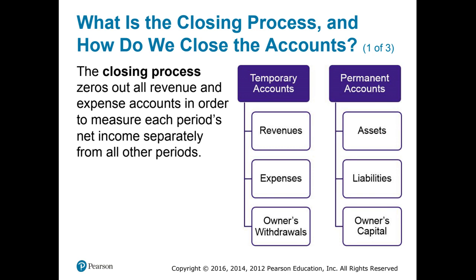And if you flip over to the next page, 192, permanent accounts, on the other hand, are also known as real accounts. These are the asset, liability, common stock, and retained earnings accounts. They are not closed at the end of the period. Permanent account balances are carried forward into the next time period. So temporary accounts are closed out at the end of the period. Permanent accounts roll over into the next period.